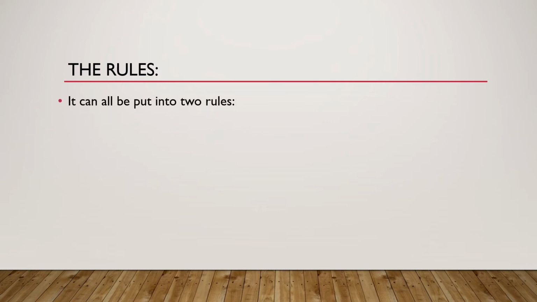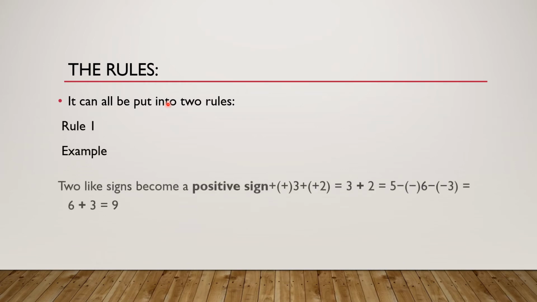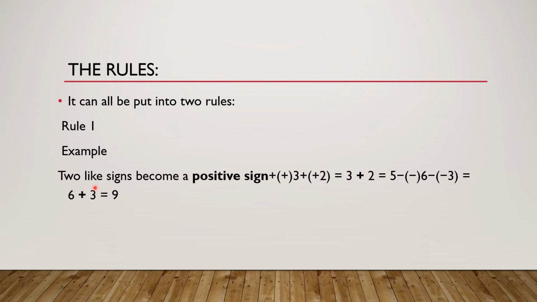Okay, the rules can now all be put into 2 rules. Rule 1: two like signs become positive. So we have 2 plus, that will become 3 plus 2. And then we have negative, two negatives and two positives, that will become 6 plus 3 equals 9.